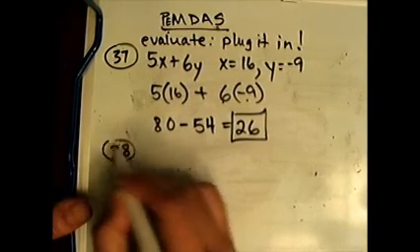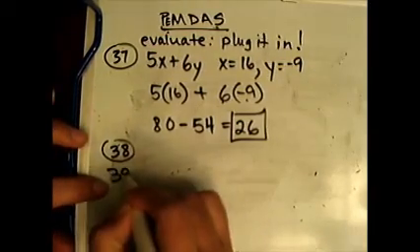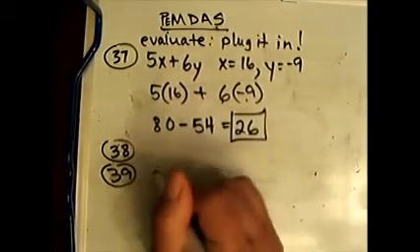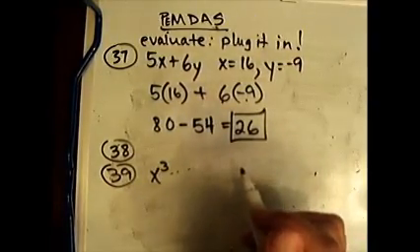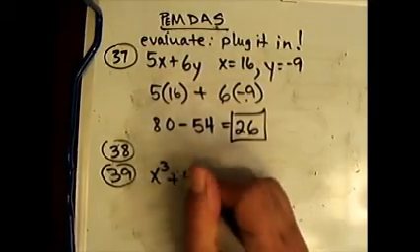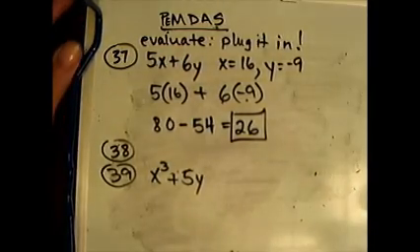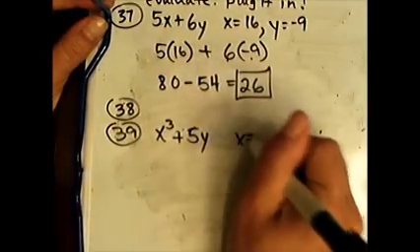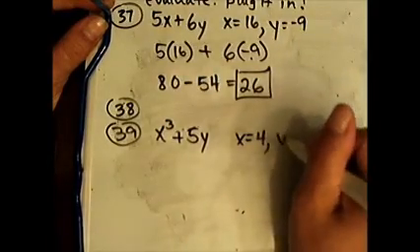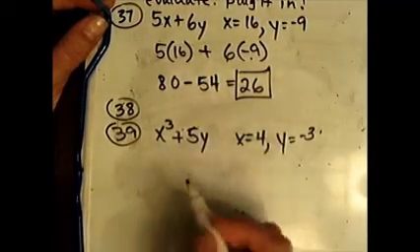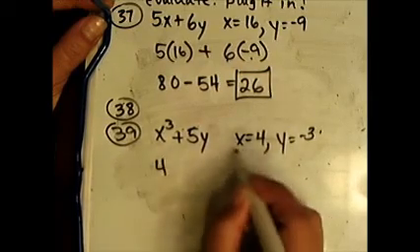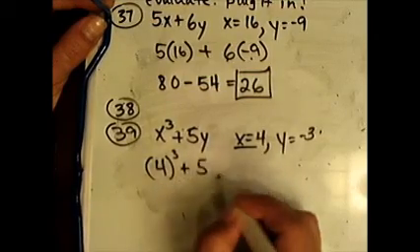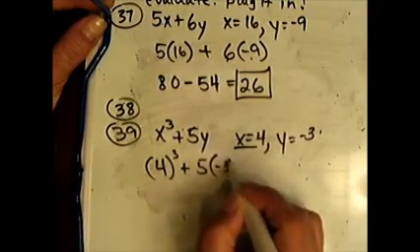Number 38, skip a space. You're doing number 38. Number 39, this is the last one I'm doing with you. X cubed plus 5y when x equals 4 and y equals negative 3. So we have x cubed. Everywhere you see an x, you put a 4. 4 cubed plus 5 times y, negative 3.